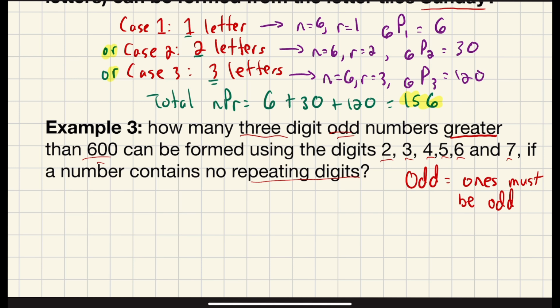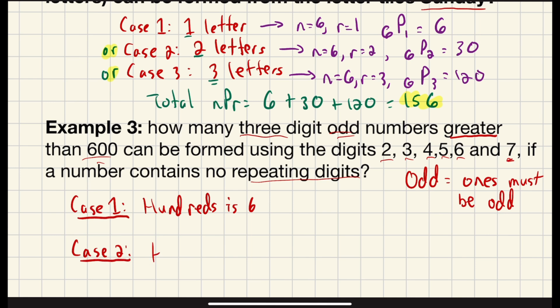So for the hundreds, then we have cases. Case 1 is where the hundreds is 6, because you could have 635, for example, or 625, since it can't be repeat numbers. That is still bigger than 600. And then case 2, the other choice that is going to be greater than 600, is when the hundreds start with 7, making it the 700s.